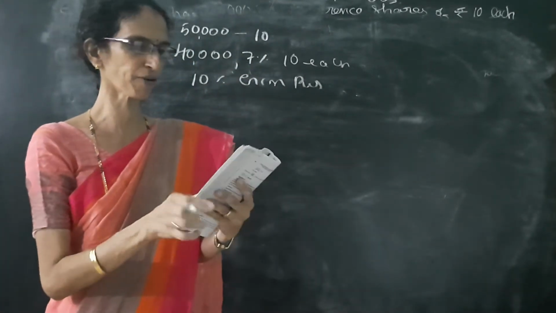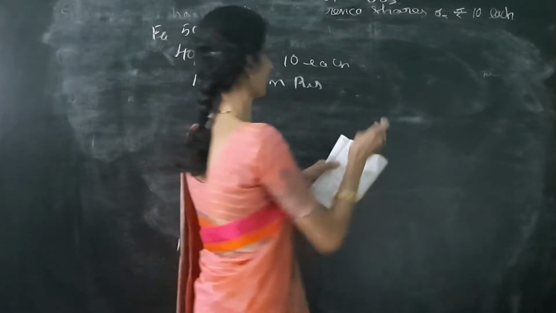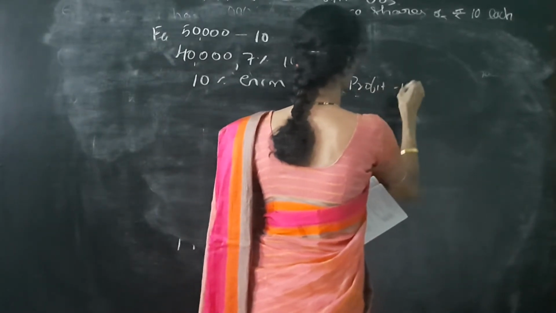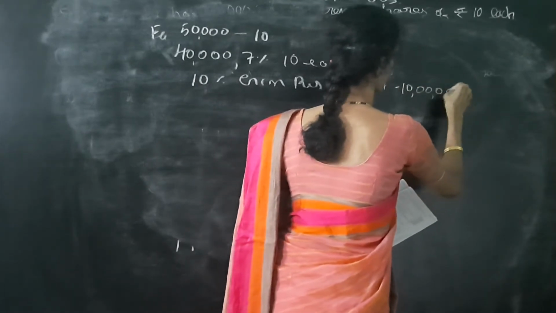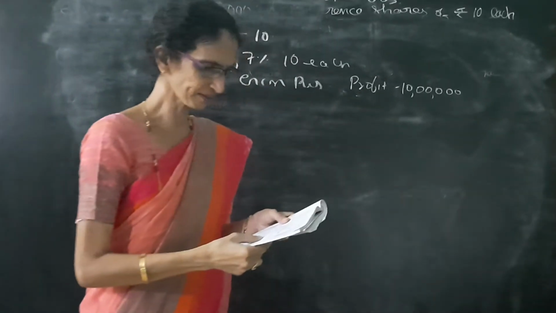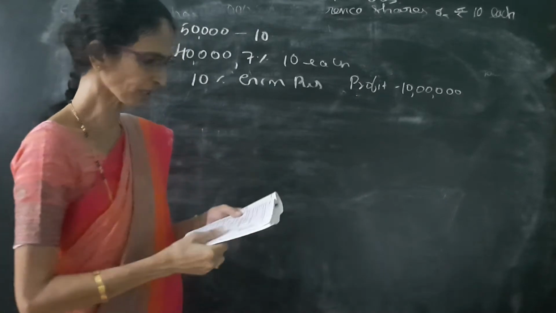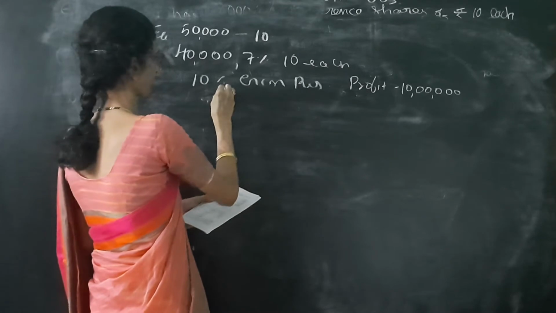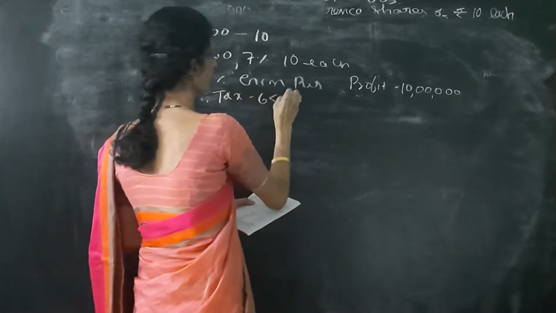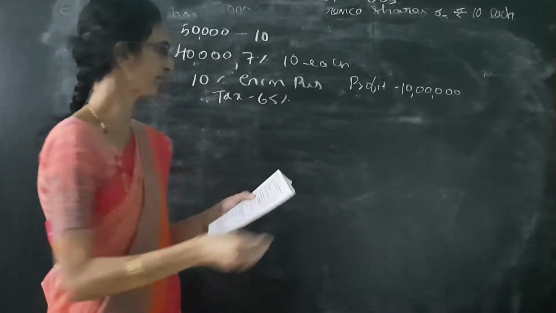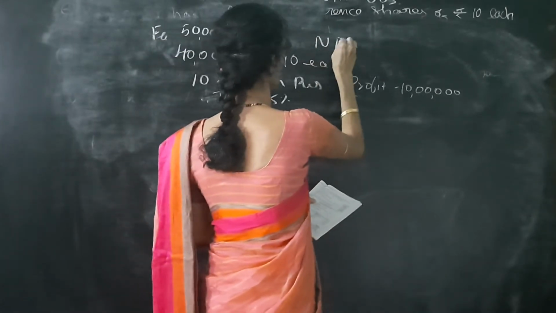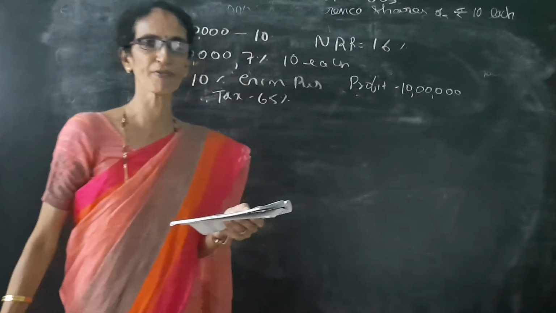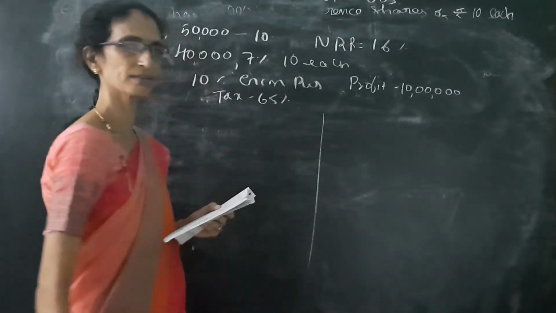The expected profit before the tax is 10 lakh. So profit is given 10 lakh. And the rate of tax is 65%. Normal rate of return, that is NRR, is 16%. So it is the same type of problem, we can easily calculate it.